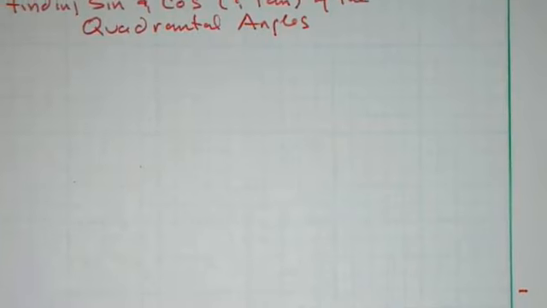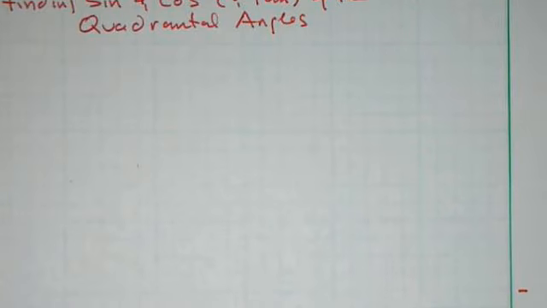Okay, in this video I want to use the unit circle to find the sine, cosine, and tangent of the quadrantal angles. First thing we should do is talk about the unit circle and how we can basically use the unit circle to find the x and y coordinates that go with the endpoints of the hypotenuse.